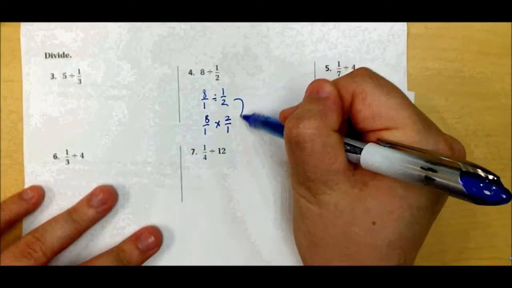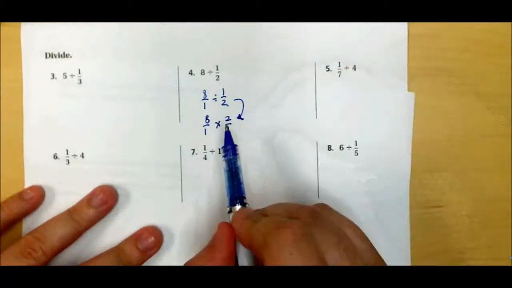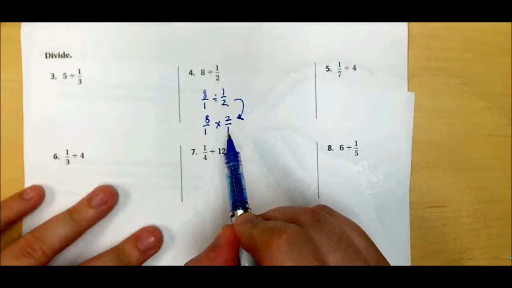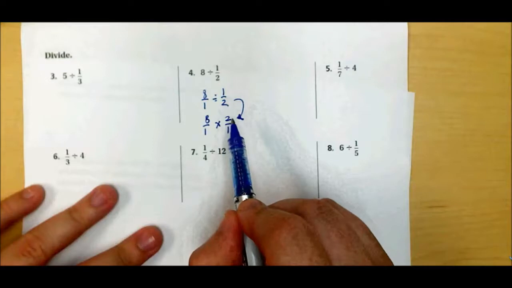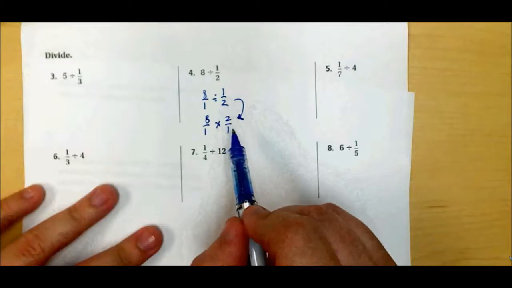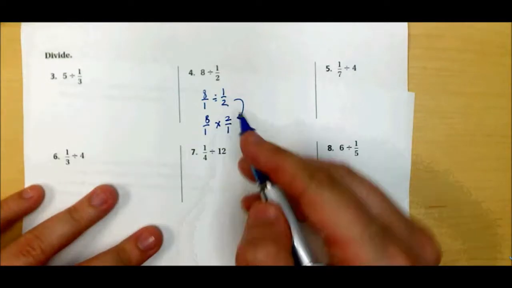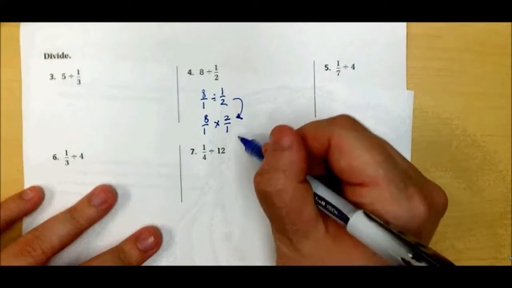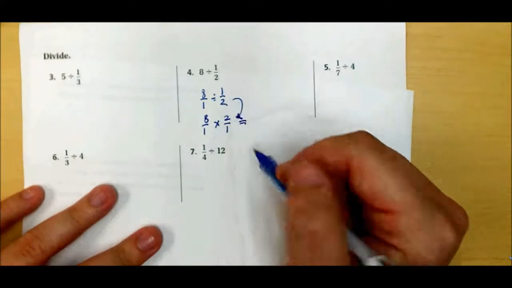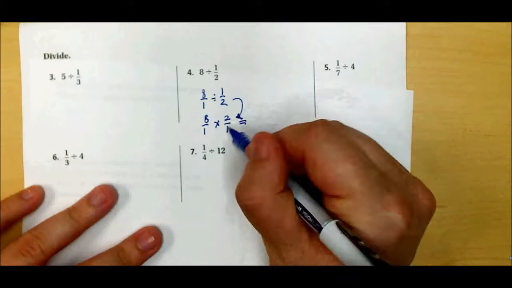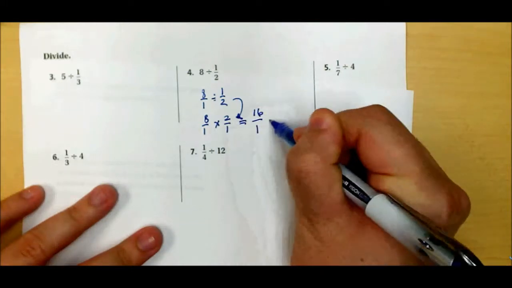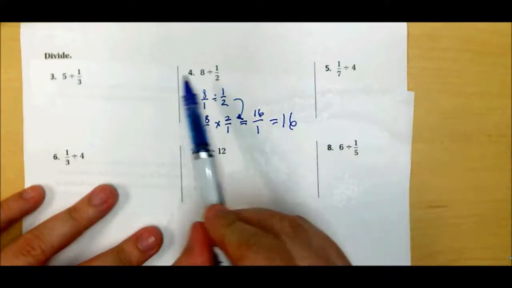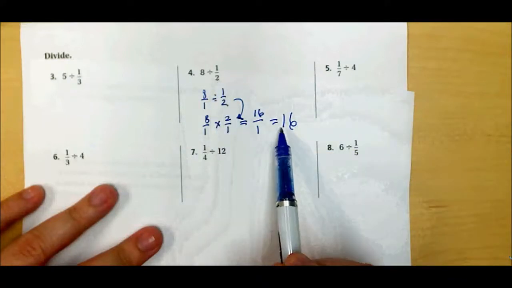So what I did is I changed this 1 over 2 to 2 over 1. I flipped it. This is called a reciprocal, but you can just think of it as flipping the fraction over, and then I multiply. These two are the same problem, but when we divide, we just turn it into a multiplication problem like this. So now I can multiply 8 times 2, and I get 16. 1 times 1 is 1, and that is 16. 8 divided by 1/2 is 16.